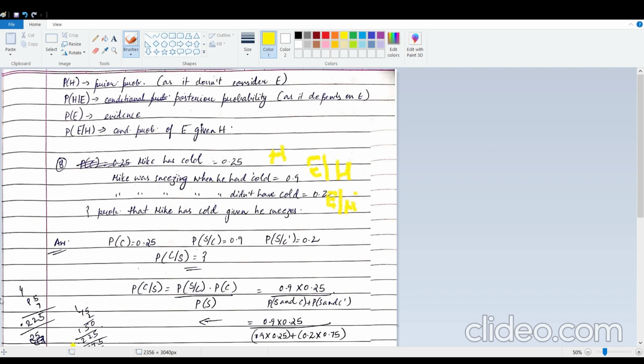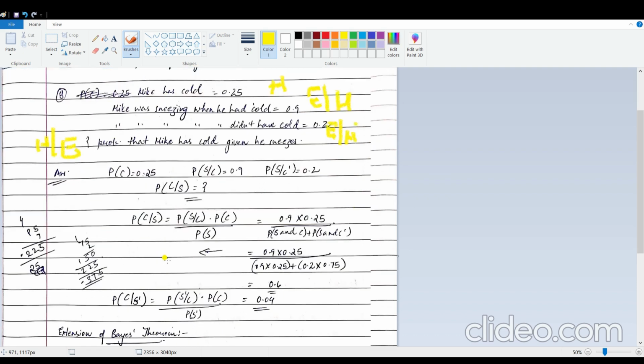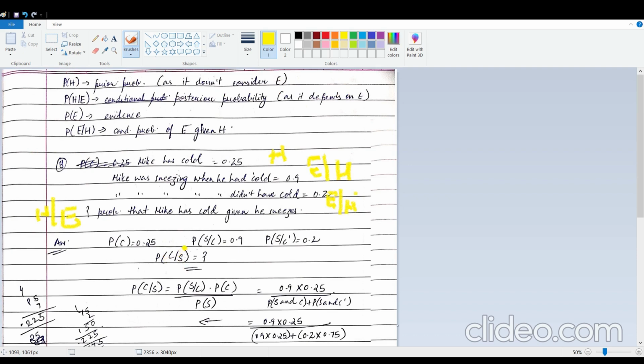Now what's our objective here? We are supposed to find the probability that Mike has cold given that he sneezes. So we are supposed to find the probability of h given E. Here I might have used different symbols, but pretty much the picture is the same. So we have this 0.9 coming right from here. This is our Bayes' theorem, you remember. This is P of S given C, which is nothing but P of E given h in this case, and this is P of h, a direct substitution.